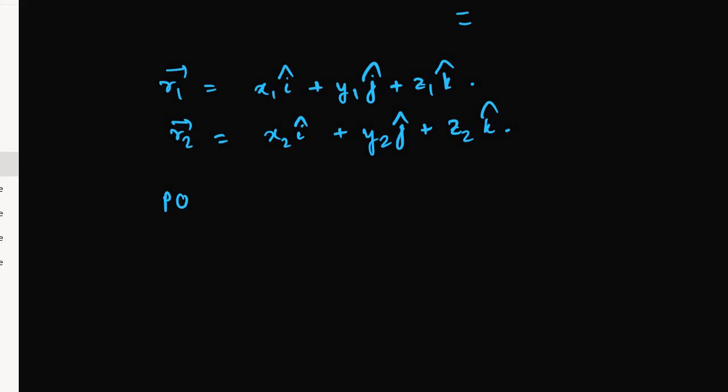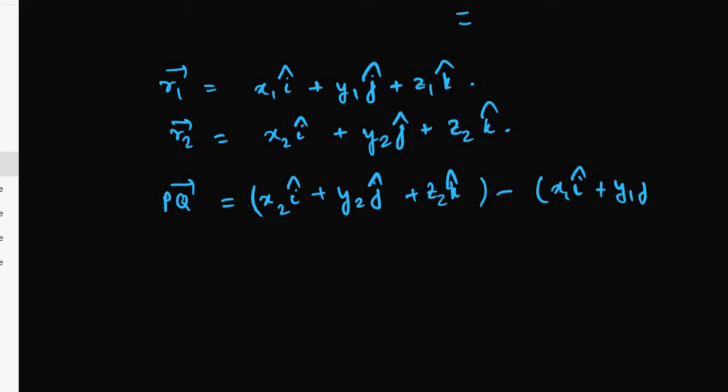So the PQ vector will be equal to x2 i plus y2 j plus z2 k minus x1 i plus y1 j plus z1 k. So this must solve your problem. You must rearrange it and you will find the vector. Now how to find the magnitude of it?